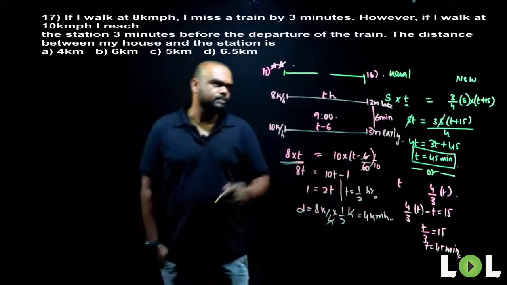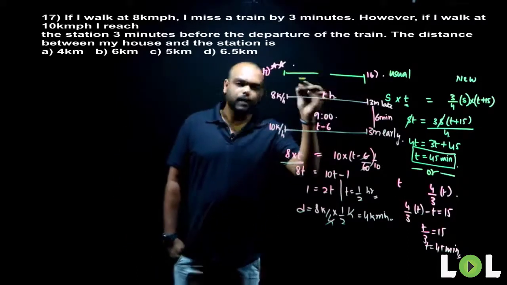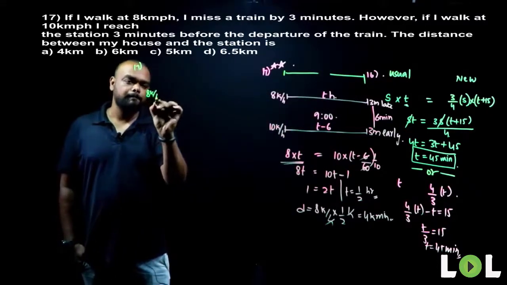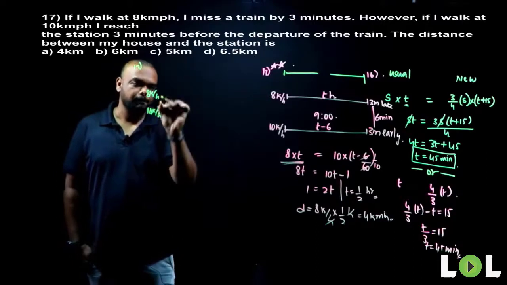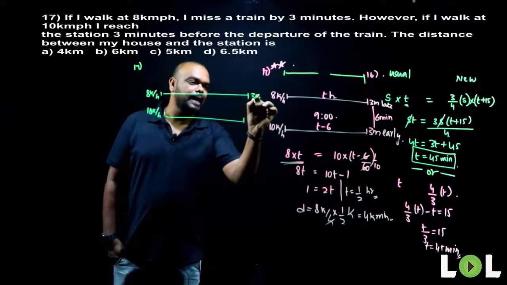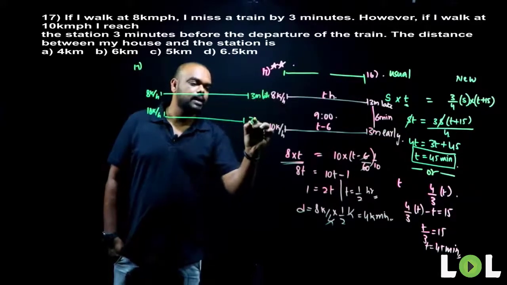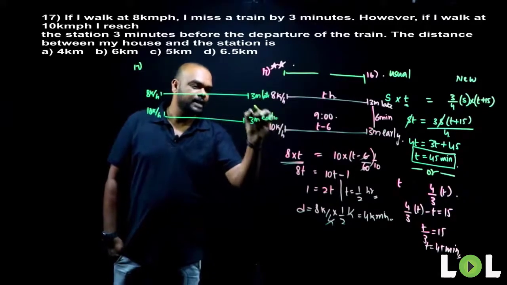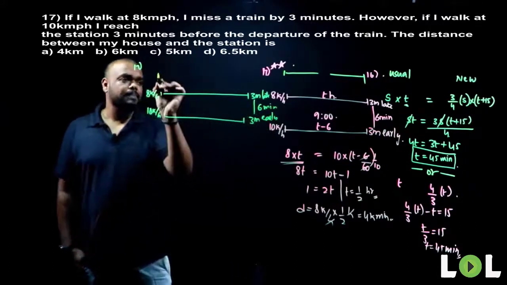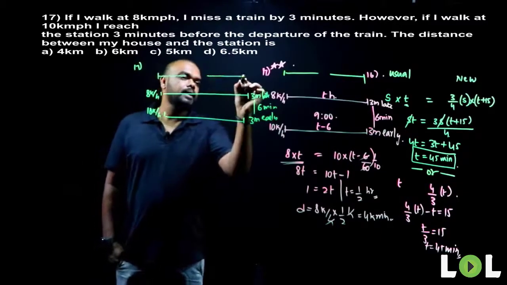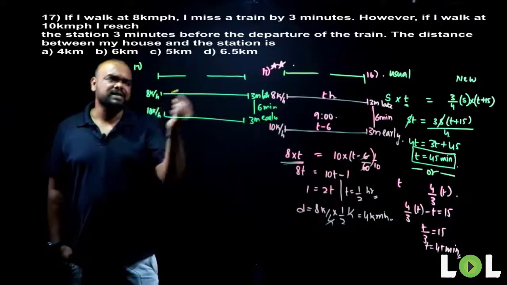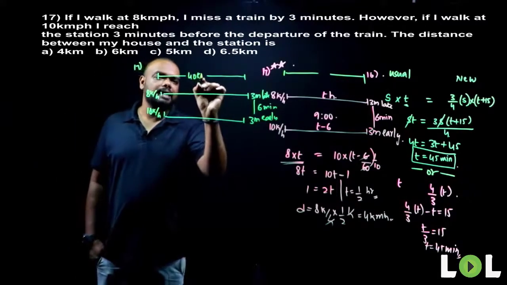Okay. Observe. Let me solve it here for you. 17th one. 8 km per hour, 10 km per hour. Here, 3 minutes late, 3 minutes early. Time difference is 6 minutes between both the days. Now, let me assume some distance here. How do I assume distance? You know that. Take any number divisible by 8 and 10. Doesn't matter. So I will take 40 kilometers as the distance.